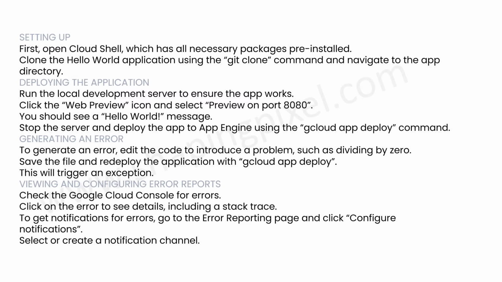To get notifications for errors, go to the error reporting page and click Configure Notifications. Select or create a notification channel. That's it for error reporting.